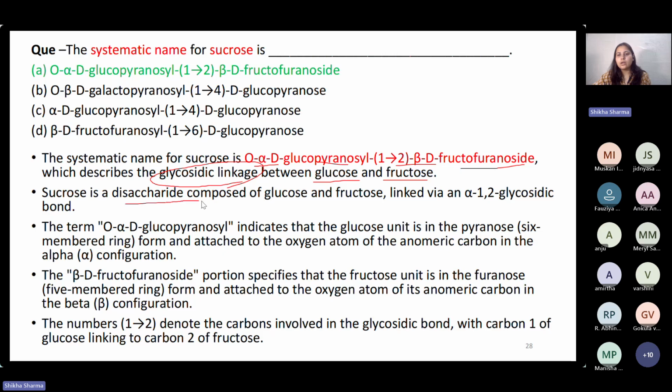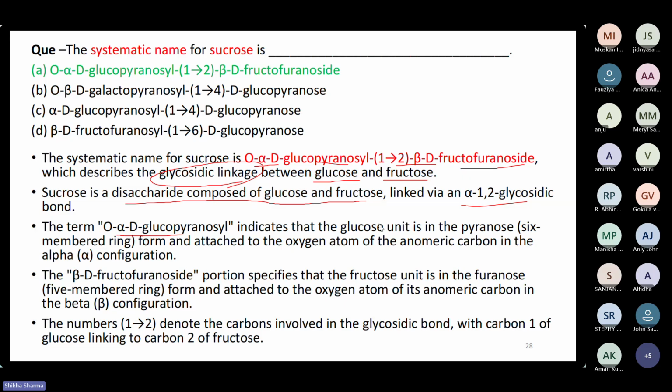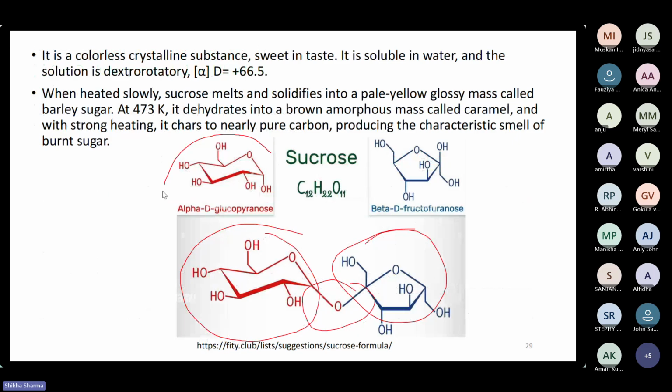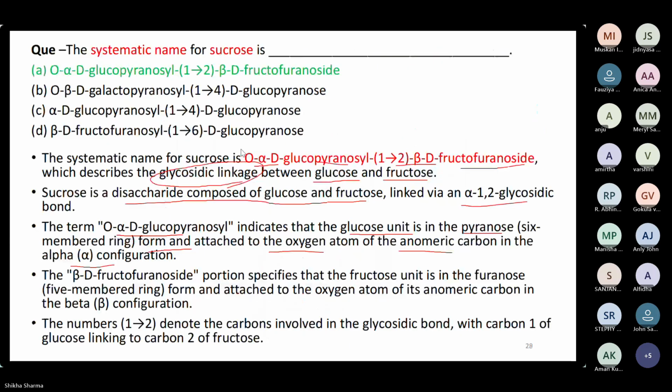So sucrose is a disaccharide which is composed of glucose and fructose and linked with an alpha 1,2 glycosidic bond. The term O-alpha-D-glucopyranosyl indicates that a glucose unit is in the pyranose, which is the 6-membered ring form, and attached to the oxygen atom of the anomeric carbon in the alpha configuration. If we see here, it is alpha-D-glucopyranose because there is the 6-membered ring and oxygen is attached here.